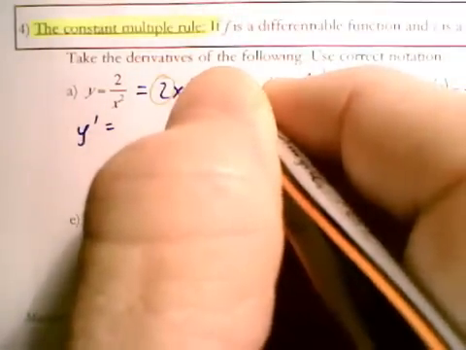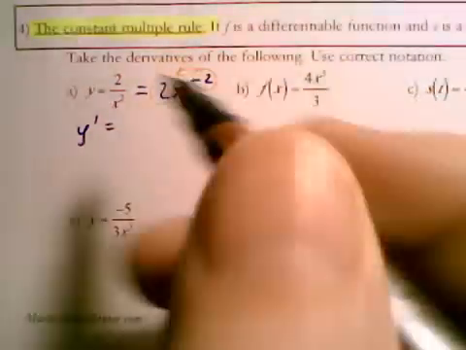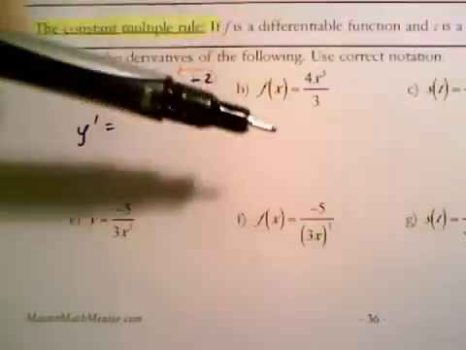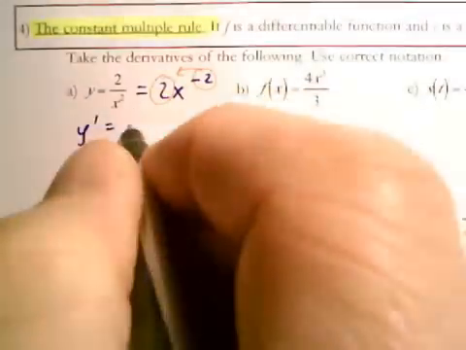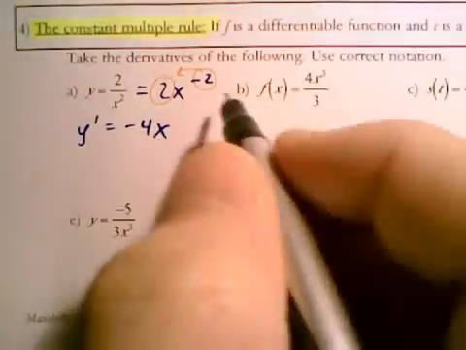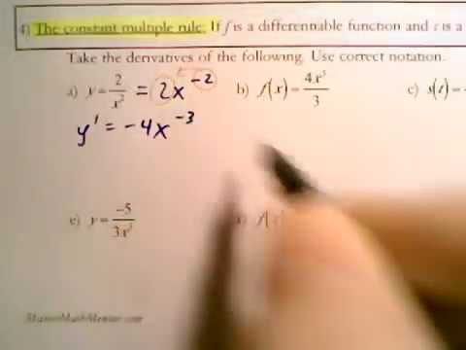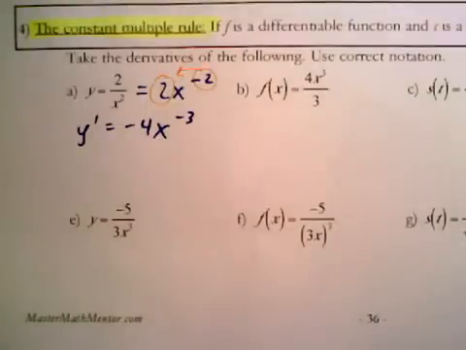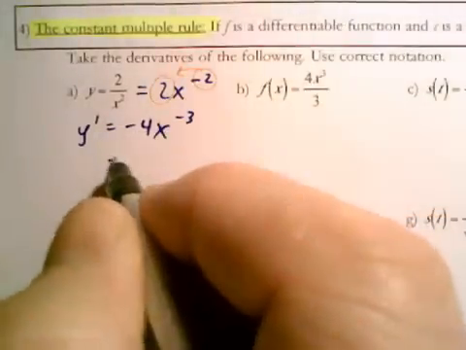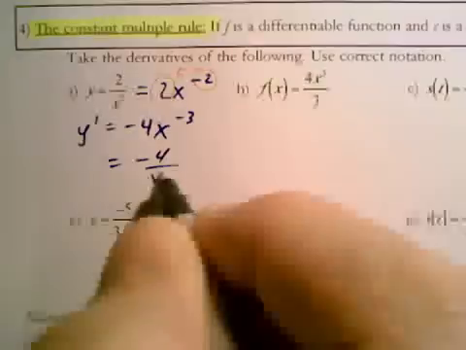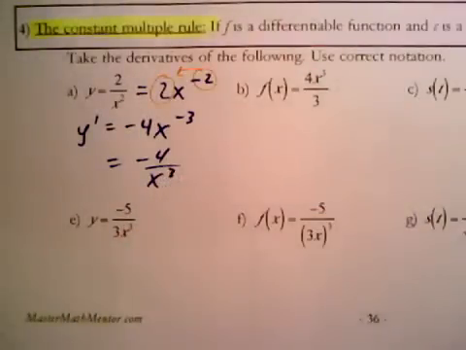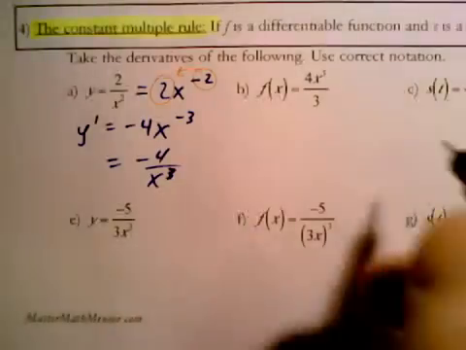You're going to take the negative 2, you're going to still bring it out in front, but now since there's that 2 there, we're going to go ahead and multiply the 2 times the negative 2, and we're going to get negative 4. We're still going to subtract 1 from the exponent though, so we get negative 4 times x to the negative 3, and if you really don't like that negative exponent, then we can just write it as negative 4 over x cubed. Okay? And so, same thing over here.